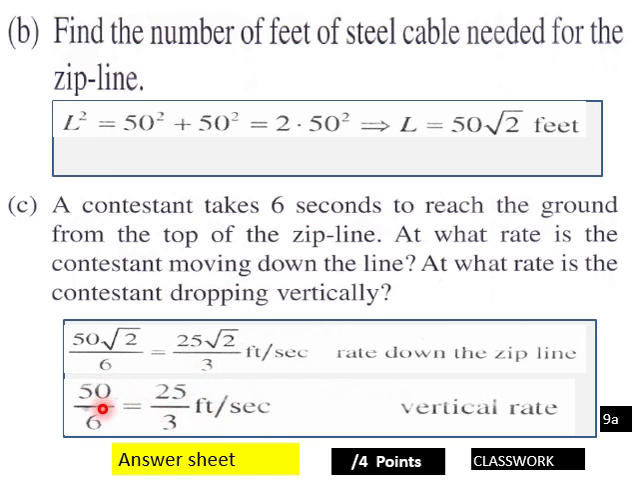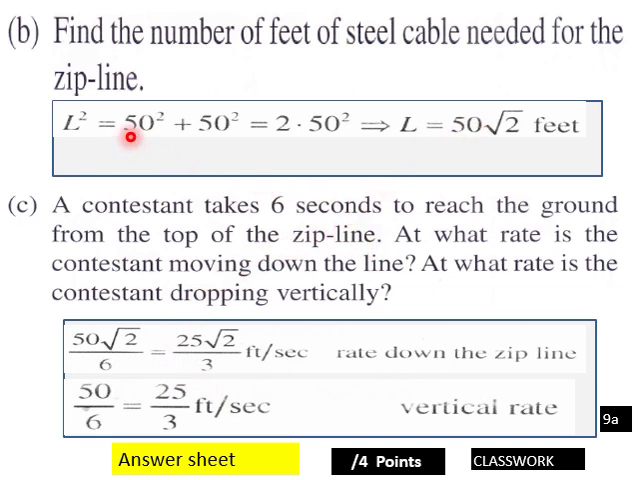We know that it takes 6 seconds for the contestant to go 50 feet. So assuming that's a constant rate, we can assume that the contestant on average is going 25 over 3 feet per second. Or that's a little bit more than 8 feet per second, which is moving pretty good, I have to say. So that would be by using this number here, up here.